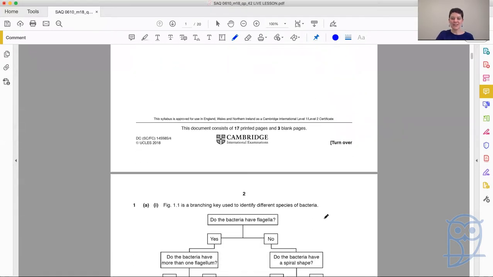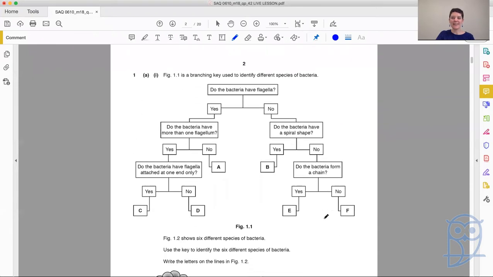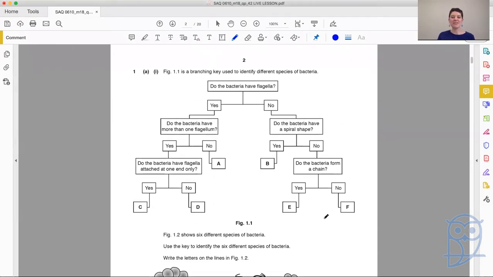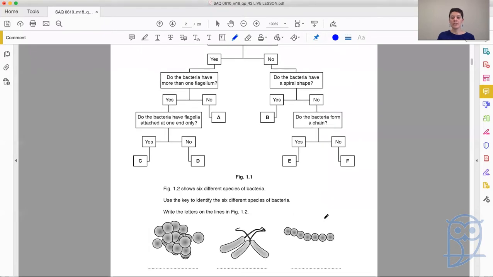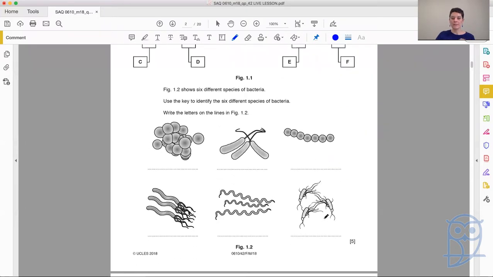So what have we got? Question 1. We kick off. Figure 1.1 is a branching key used to identify different species of bacteria. So we're starting off with a dichotomous key. And it works through a series of yes-no questions, and it has A through F underneath. So figure 1.2 shows 6 different species of bacteria. Use the key to identify the 6 different species of bacteria. Write the letters on the lines in figure 1.2.